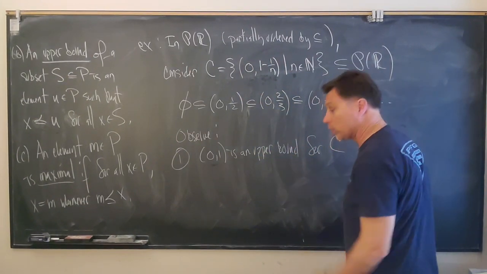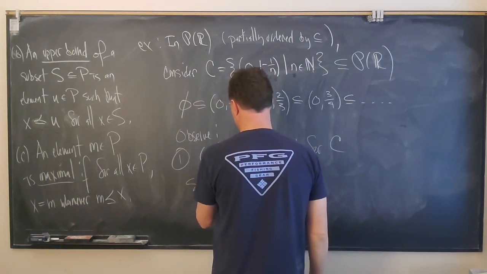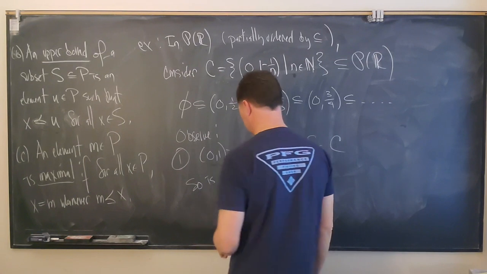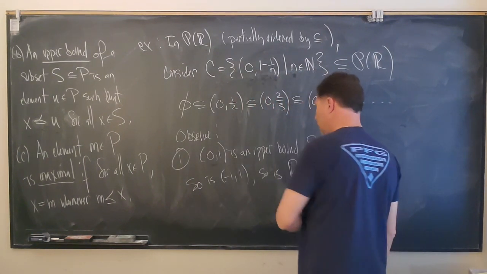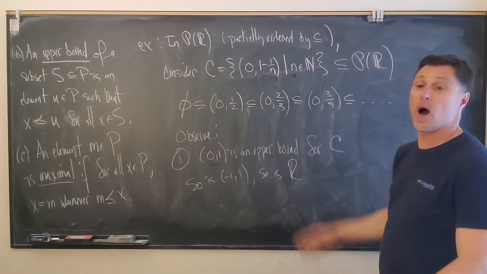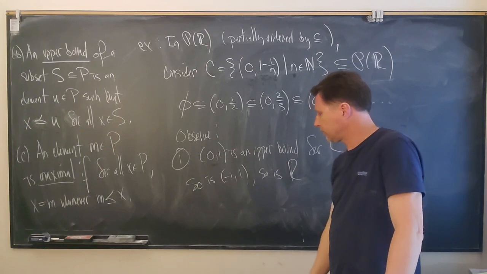But it's not the only upper bound. So is the interval from -1 to +1. All right, so is R. There's a whole bunch of upper bounds. So upper bounds are not unique in any sense of the word.